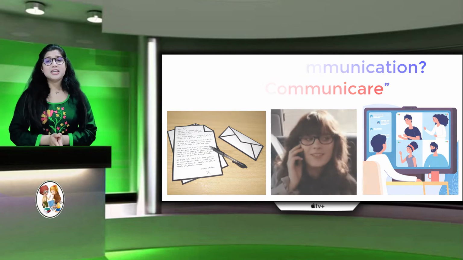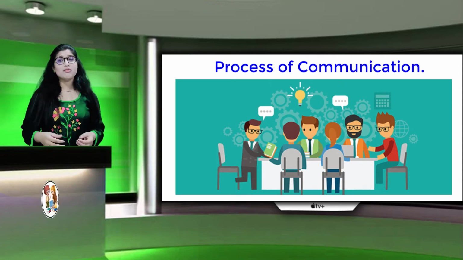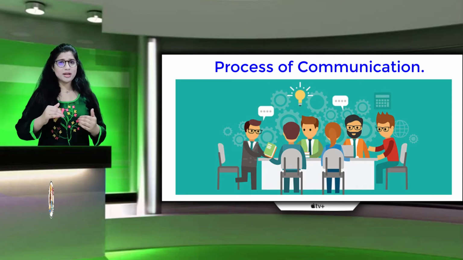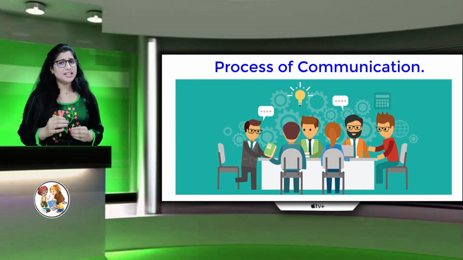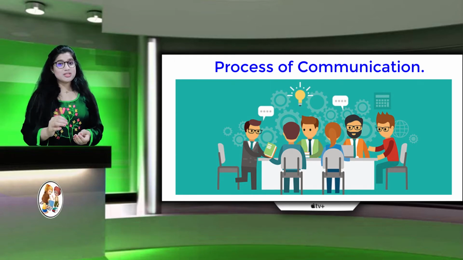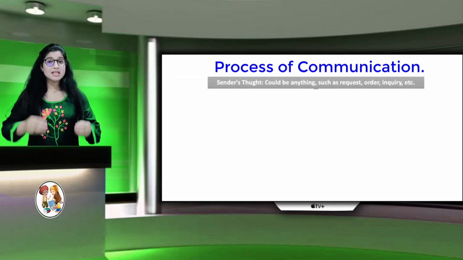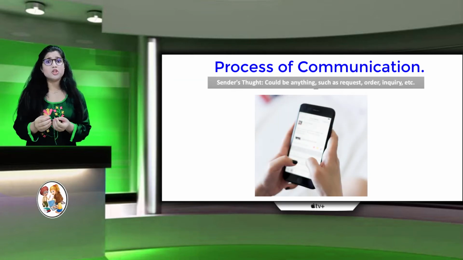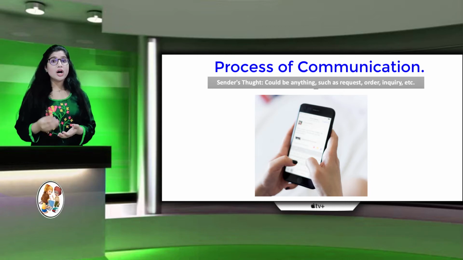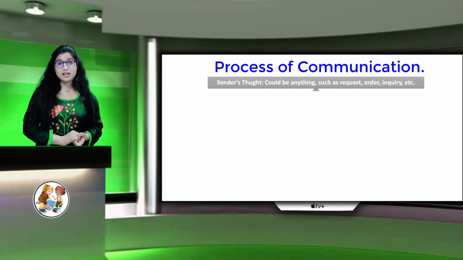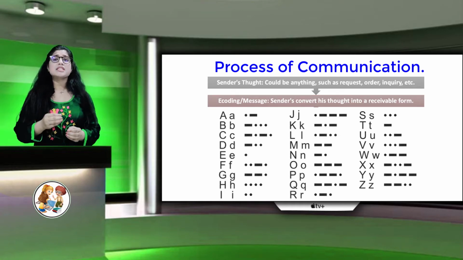Now we will study the process of communication. The process of communication involves certain steps under which one person transmits his or her thoughts to another person and gets a reply in return. Such a process can be understood through the following diagram. Firstly, the sender sends his or her thoughts. It could be anything such as a request, order, inquiry, etc. Then encoding is done, that is, the sender converts thought into receivable form.